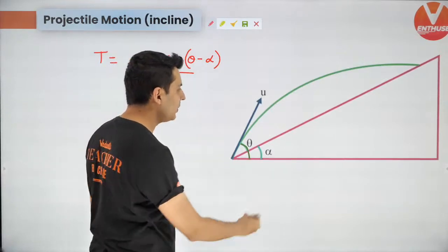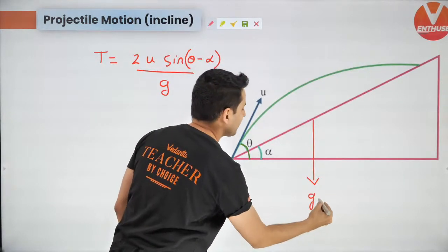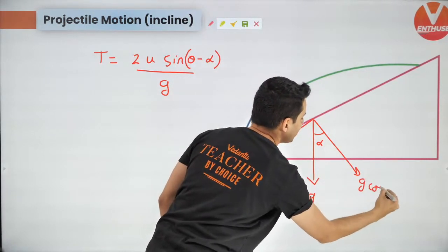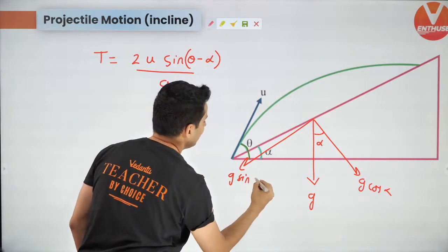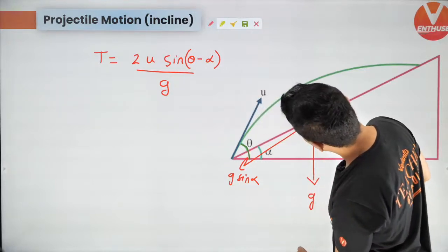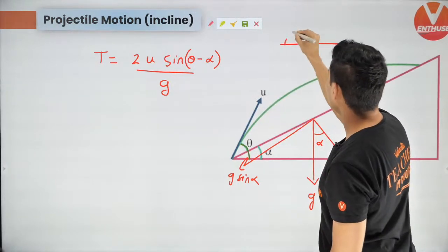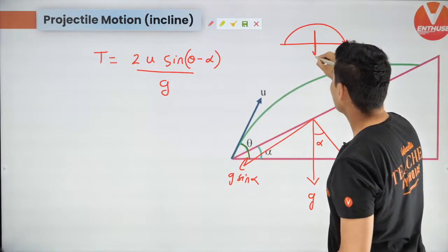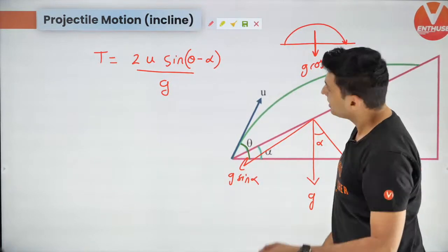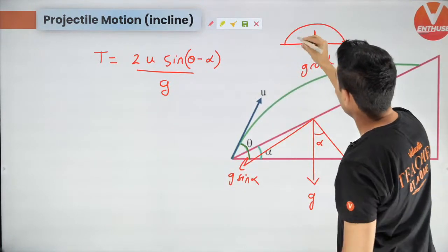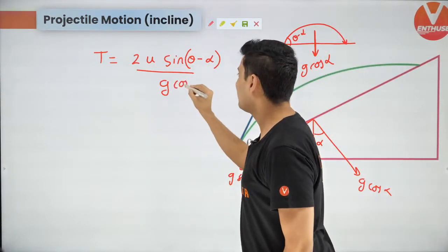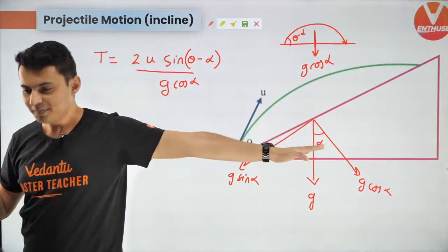And let me tell you, usually g is like this. Now, if you split the g, and if this is alpha, isn't this g cos alpha, and this is g sine alpha? Think about it. Now, just look at this diagram with your head tilted. Won't you see, this is actually your normal projectile, but the gravity which is down like this is g cos alpha? Just tilt your head. It looks like a normal projectile, and I have projected it at theta minus alpha, and the gravity is g cos alpha. So just put g cos alpha over here. That's it. Yes, very good.